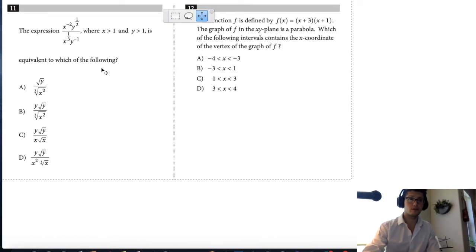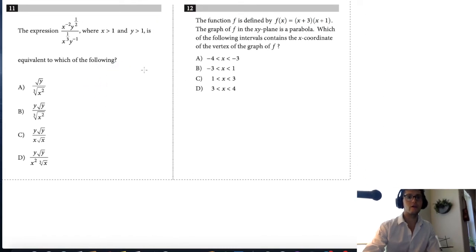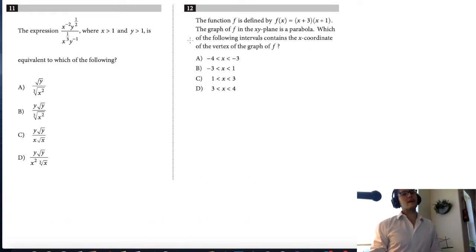I just put 11 and 12 together because I am lazy. All right, so this number 11 is about just knowing some rules. So keep calm and just follow the rules here. Negative exponents go from numerator to denominator or denominator to numerator. They flip is one way of saying it.